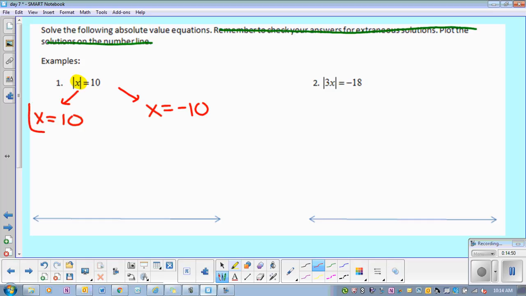Do I need to solve anything? No. And then, guys, we can plug this in and check. Since there is no other calculation that we need to do, let's just do some mental math. If I plug in 10, what's the absolute value of 10? 10. This one works. What's the absolute value of negative 10? 10. So they both work. We're good.